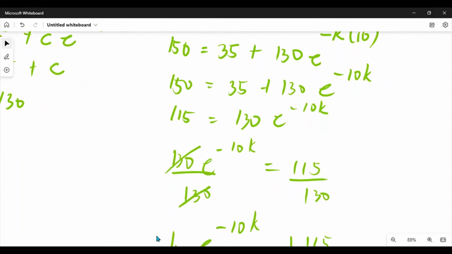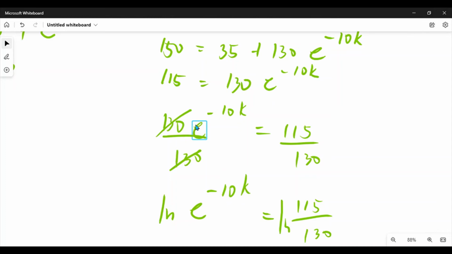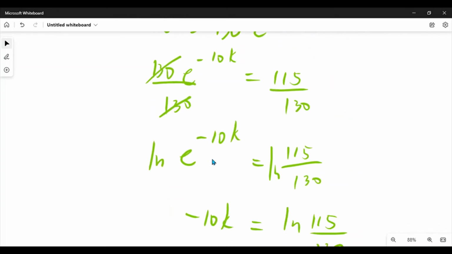Then we interchange the left side and the right side of the equation. So we have 130 e raised to negative 10k, and this is equal to 115. We get rid of the 130, so we divide both sides of the equation by 130. So we have now e raised to negative 10k equal to 115 over 130.